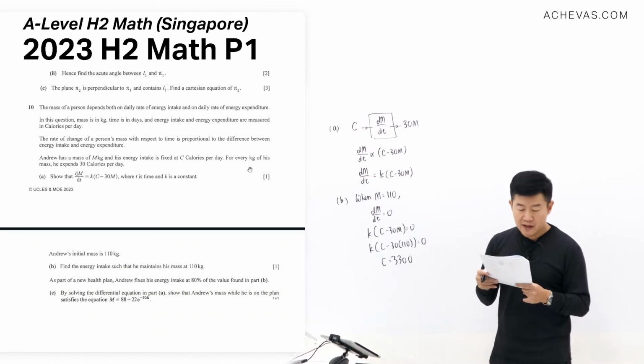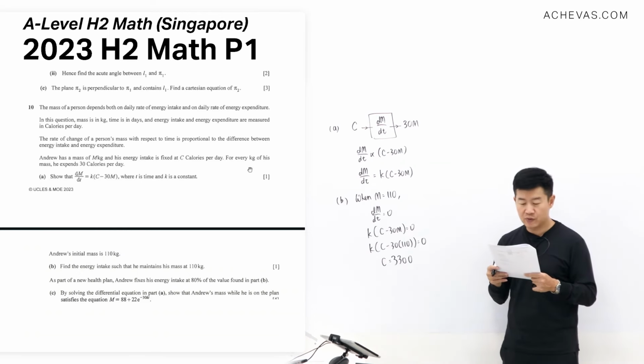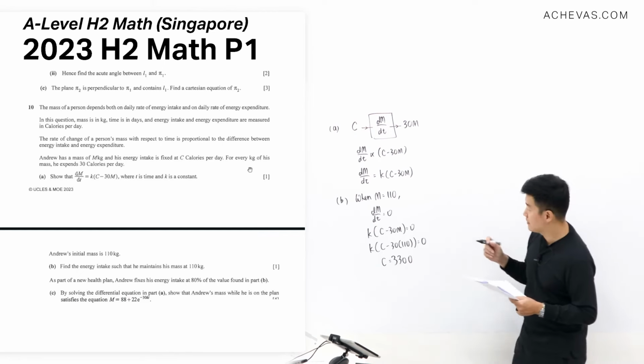Let's move on. In part C, as part of a new health plan, Andrew fixes his energy intake at 80% of the value that is found in part B.